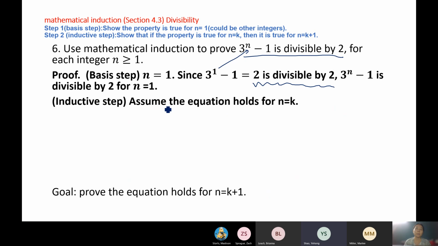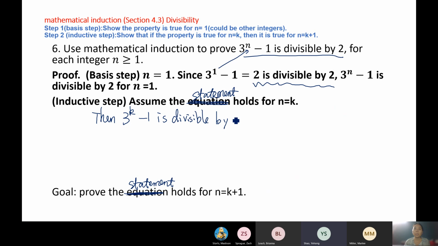Okay, so let's do the inductive step. So again, you assume, I'm sorry, not the equation, I should say statement. I just did the copy and paste, I forgot to change this. So we assume the statement holds for n equal to k, and we prove the statement holds for n equal to k plus 1. All right, so what is the statement for n equal to k? So we replace n with k. Then 3 to the k minus 1 is divisible by 2.